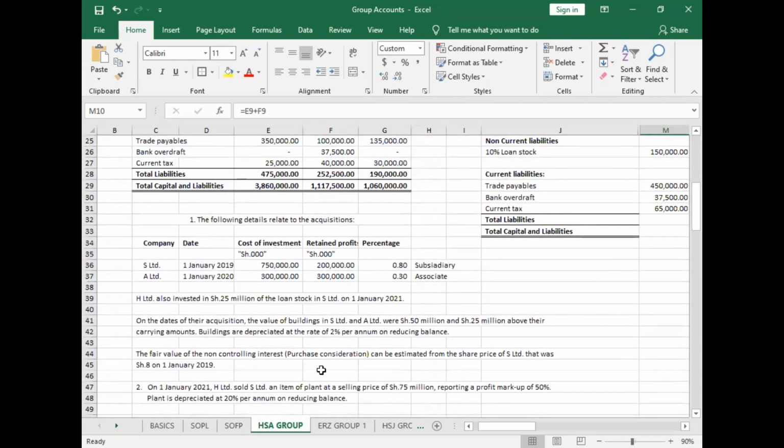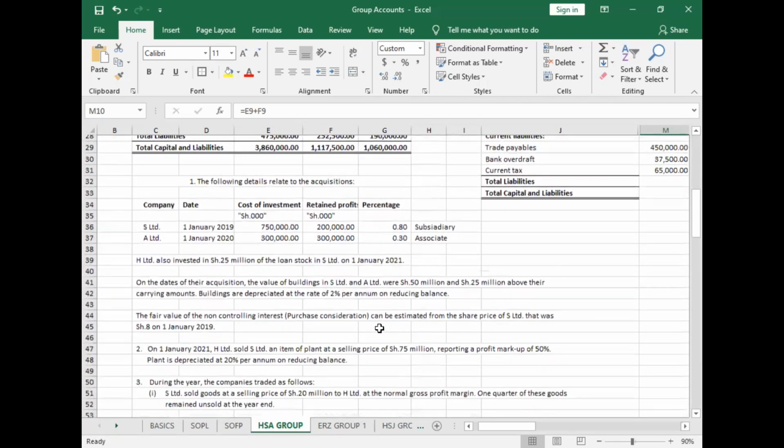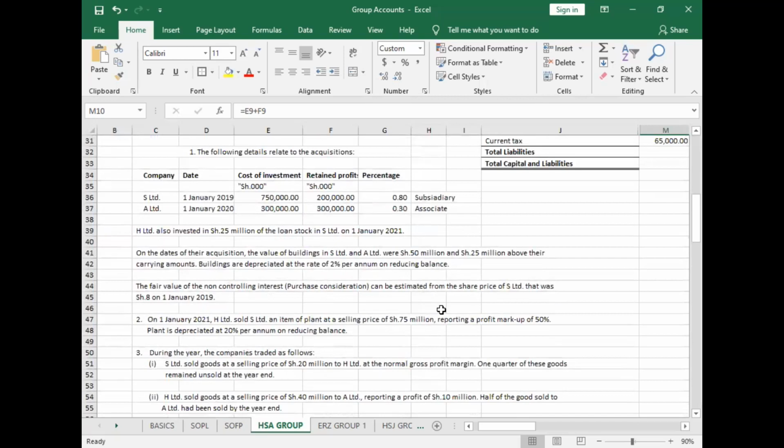And also we talked of the fair value for this year. It means we can just say that note number one, we have completely finished it. We go to note number two. On 1st January 2021, H Limited sold an item of land at a selling price of 75 million, reporting a profit markup of 50%. The plant is depreciated at 20% per annum.